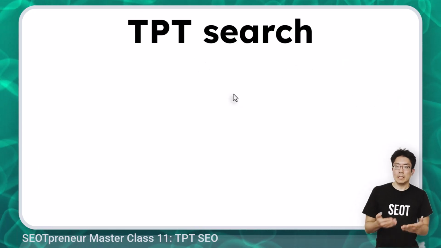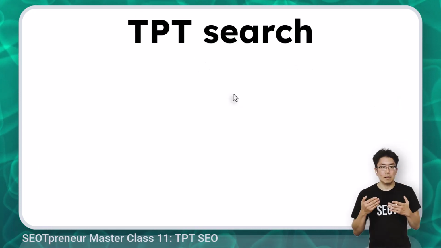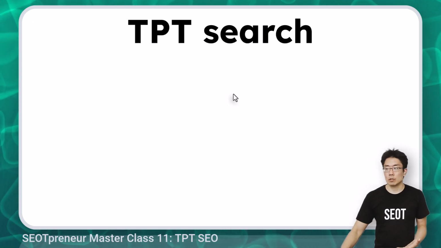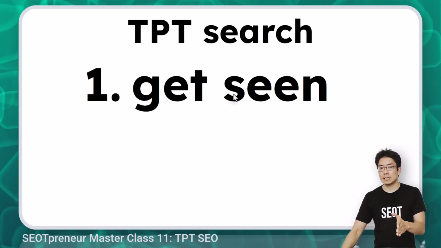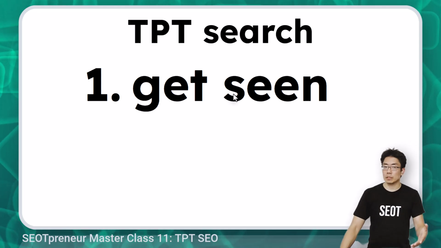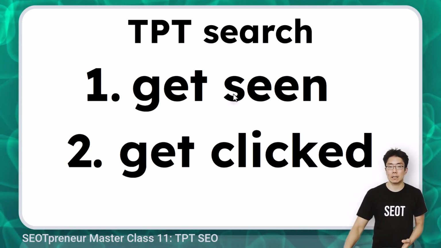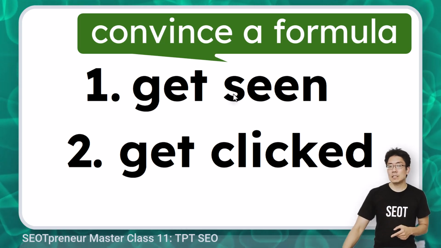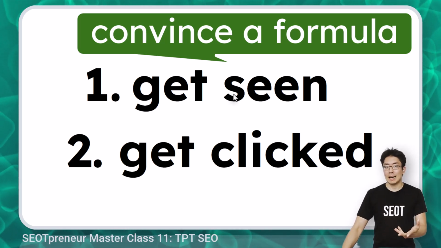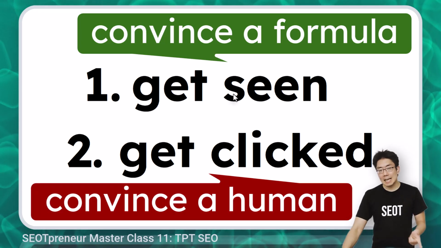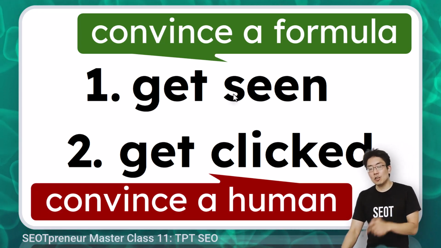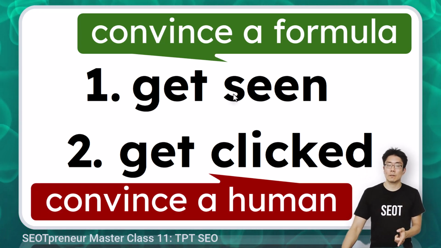But if the goal is to get more page views, then yeah, there are 2 parts to TPT search. The first obstacle is you have to get seen. So you have to show up on the search listing. And then the second obstacle is that your product listing has to get clicked. The first problem is convincing the formula that you should be at the top of TPT search. The second problem is convincing humans to click on your resource to find out more.